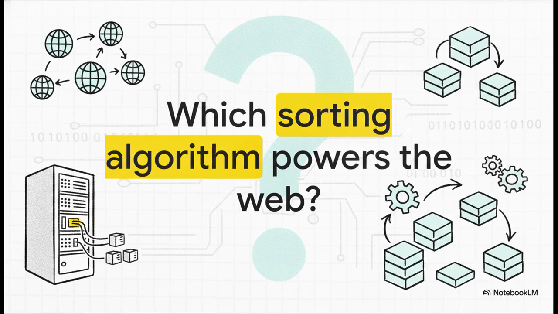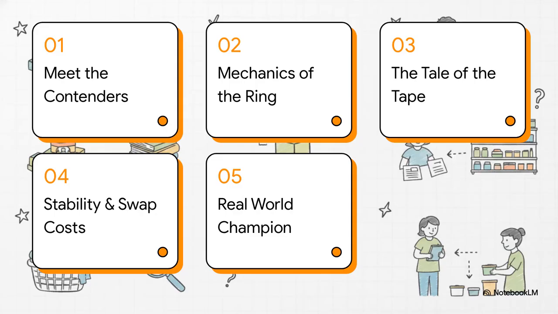Which elementary sorting algorithm actually powers the modern web? It's kind of a provocative question, right? We constantly hear about all this complex, advanced math and highly recursive data structures. But behind the scenes, a seemingly basic algorithm is secretly running the internet. And by the end of this explainer, the answer to that question might completely change how you view fundamental computer science.